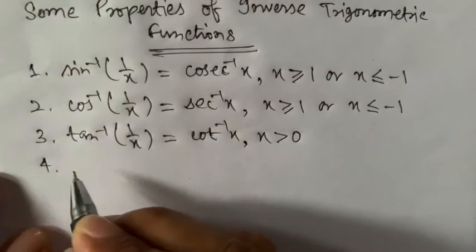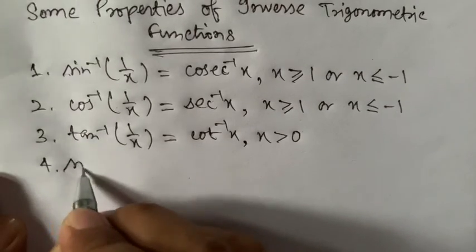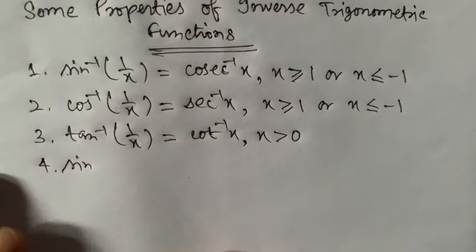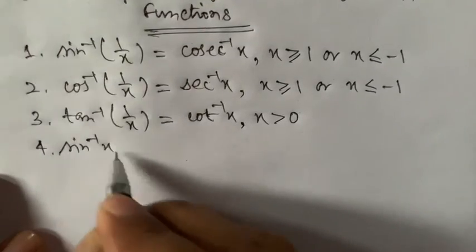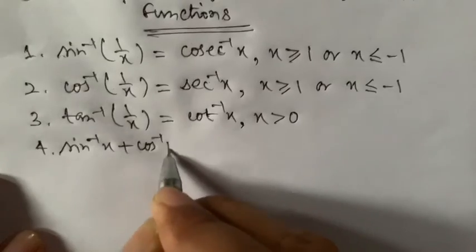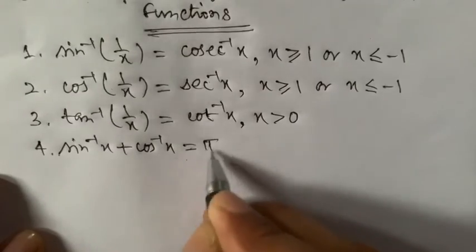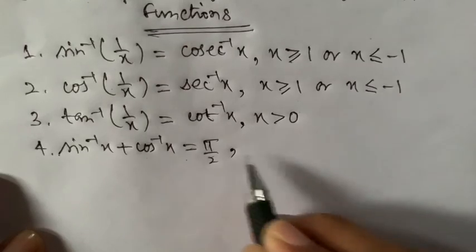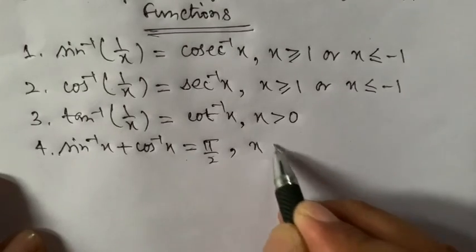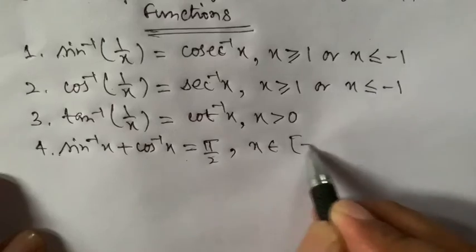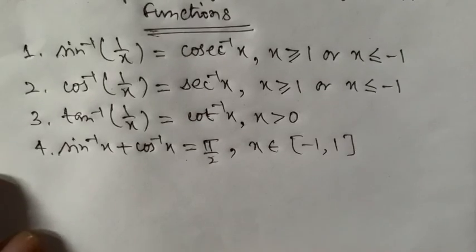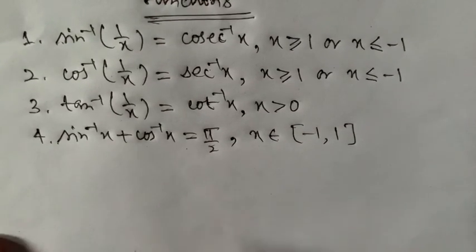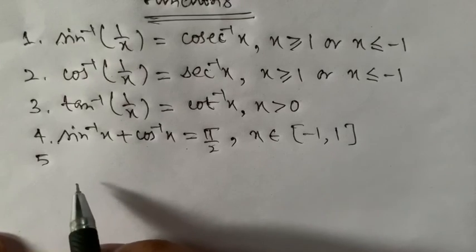Fourth property is sine inverse of x plus cos inverse of x is equal to pi by 2. It is a very important property. We will use this property many times. It is within the domain, that is x belonging to minus 1 to 1.